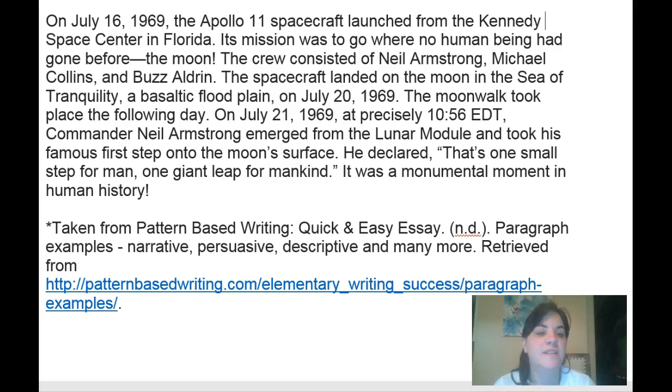So let's look at an example of a paragraph that we will read together first, and then we will look at an example of the way that this particular paragraph was highlighted and annotated.